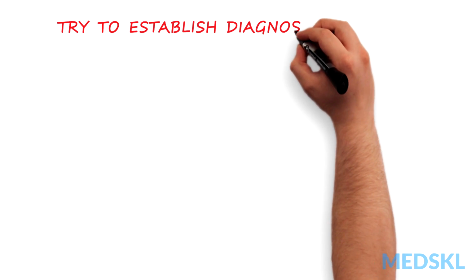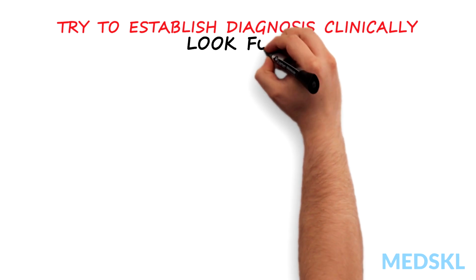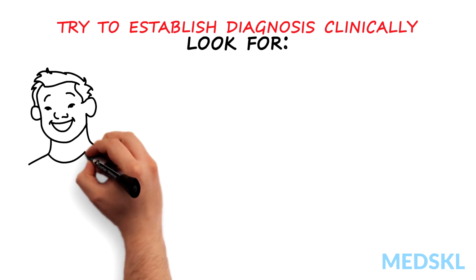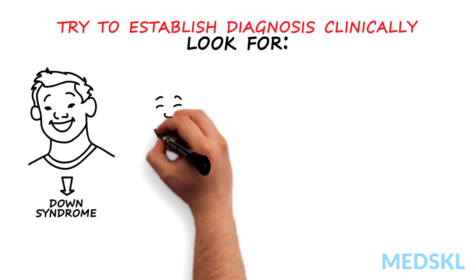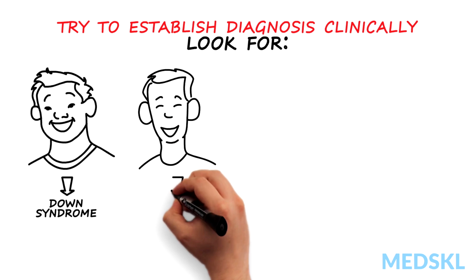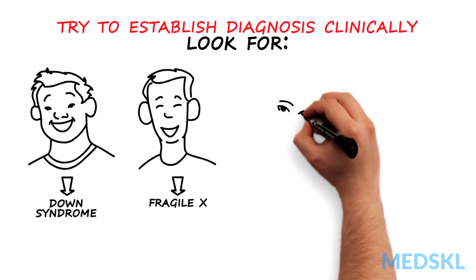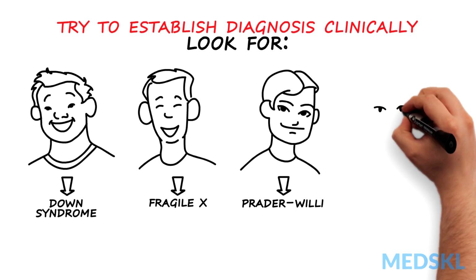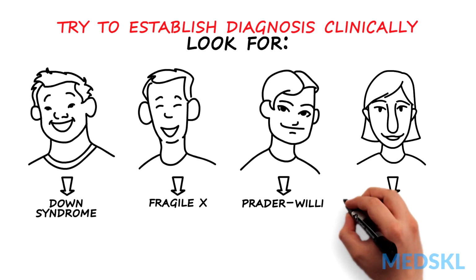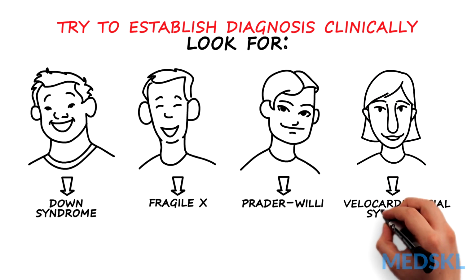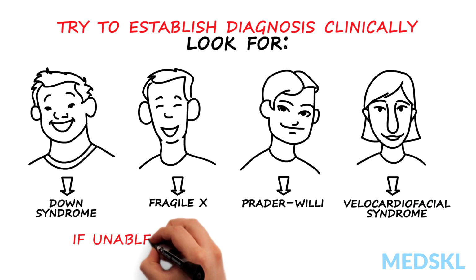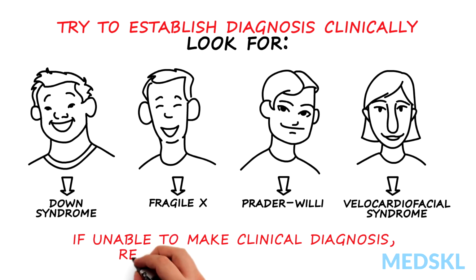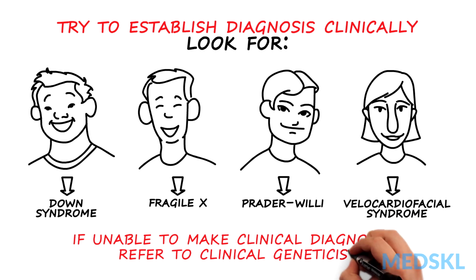If the patient has never undergone a genetic evaluation, try to establish a clinical diagnosis. Certain features to look for are mongoloid facies, which suggest Down syndrome, large ears and large testes, seen in Fragile X syndrome, hypotonia and almond-shaped eyes, suggestive of Prader-Willi syndrome, or a tubular nose with a nasal voice, seen in velocardiofacial syndrome. If you are unable to make a clinical diagnosis, refer the patient to a clinical geneticist.